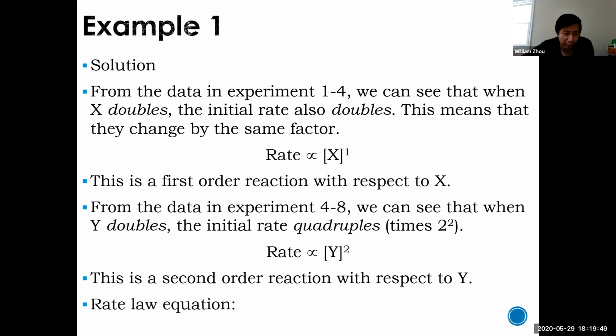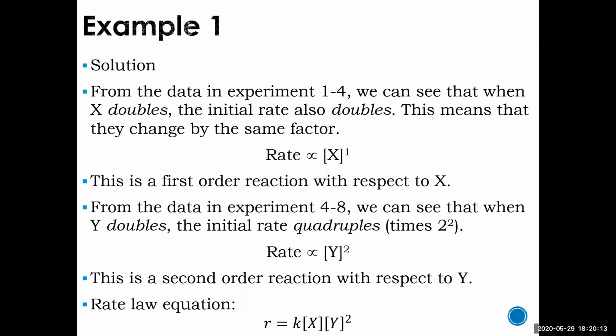So therefore, if you want to write the rate law, you'll have rate equals the constant k times the concentration of x to the power of 1 times the concentration of y squared. That's your rate law. Do we have any questions regarding the rate law and how to determine the rate law from a data table?